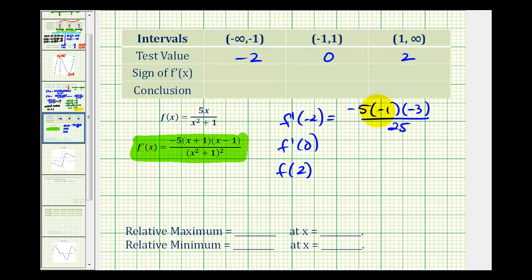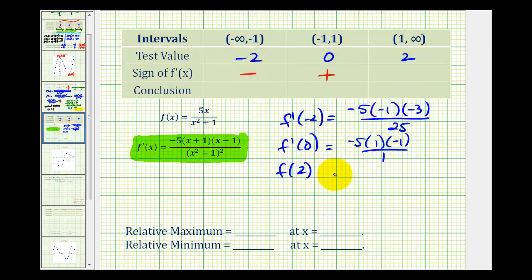And really all we need to know is if this is positive or negative. Since we have 3 negatives being multiplied together in the numerator, this will be less than 0 or negative. Now for f prime of 0, we'll have negative 5 times 1 times negative 1 all over positive 1. And this value is going to be positive, so over this entire interval, the derivative is positive.